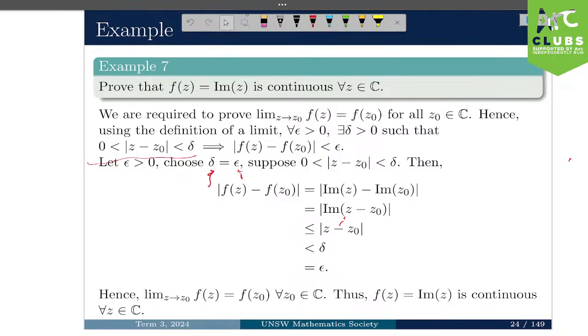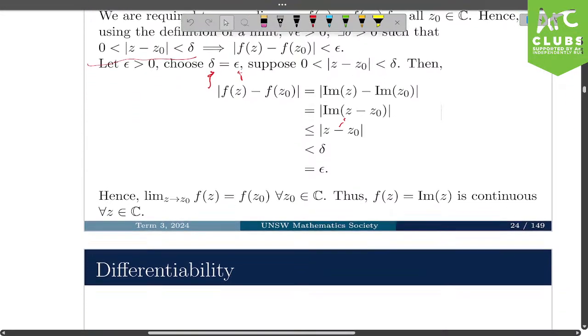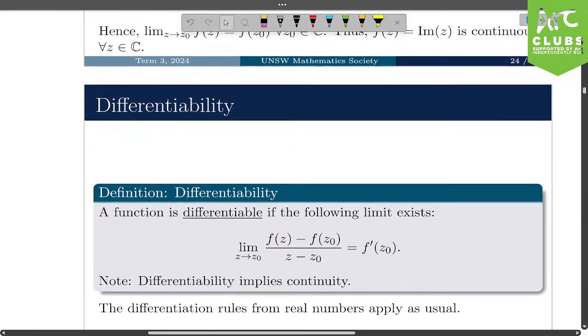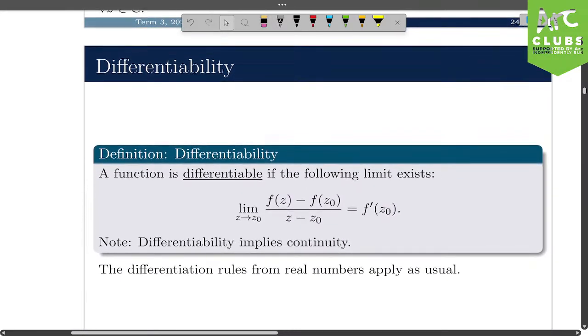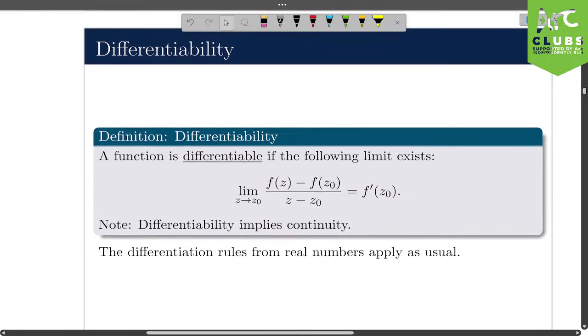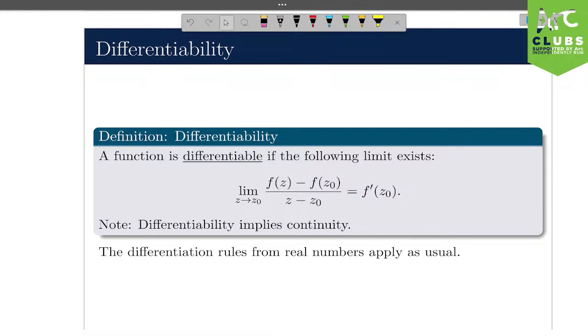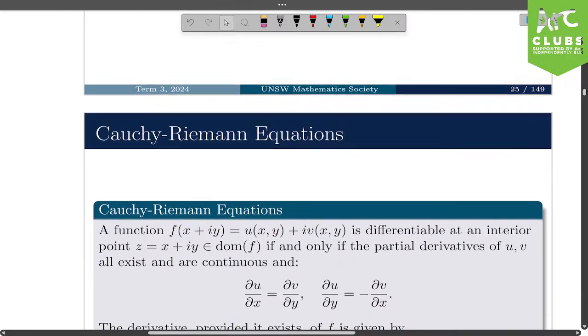So you kind of see the idea? Okay. And differentiability is defined similarly. And similarly to when we deal with reals, differentiability of a function does imply continuity. And the differentiation rules also apply here.